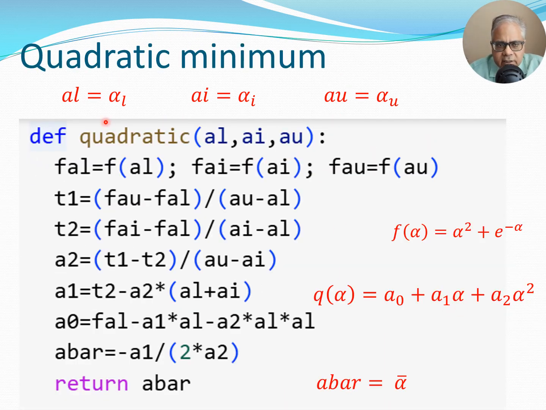Now, once I get this AL, AI, and AU, I call this quadratic function, and this quadratic function is going to return A bar, the minimum of this quadratic. It takes the function values at these 3 points and calculates A0, A1, and A2, which are the coefficients of the quadratic. Then I get the minimum point of the quadratic, which is minus A1 by 2A2. So essentially A bar is what I'm interested in, and quadratic returns A bar to me.